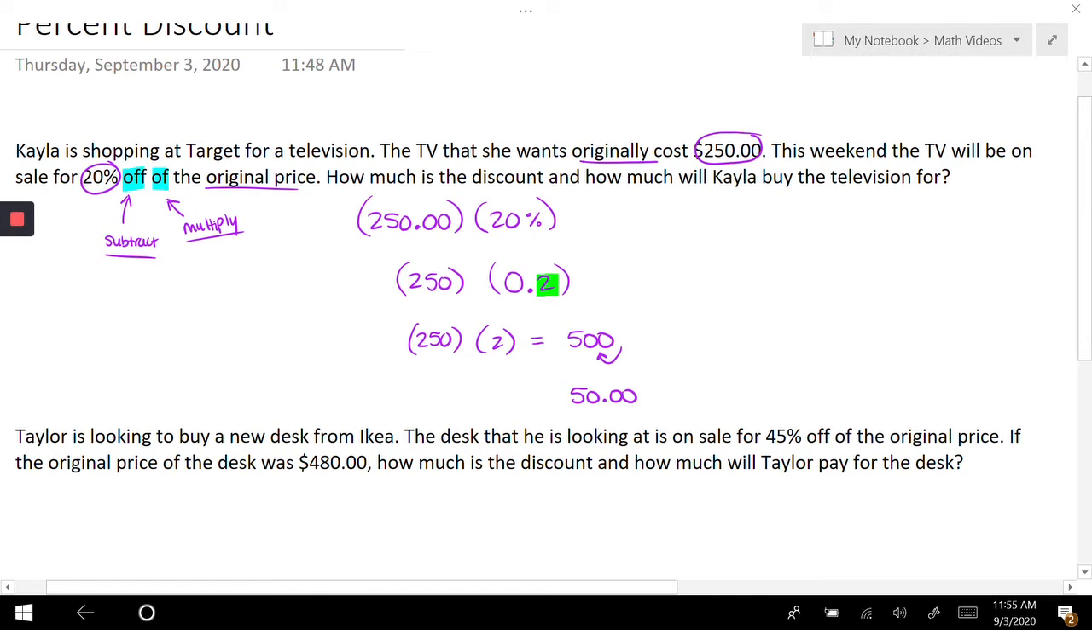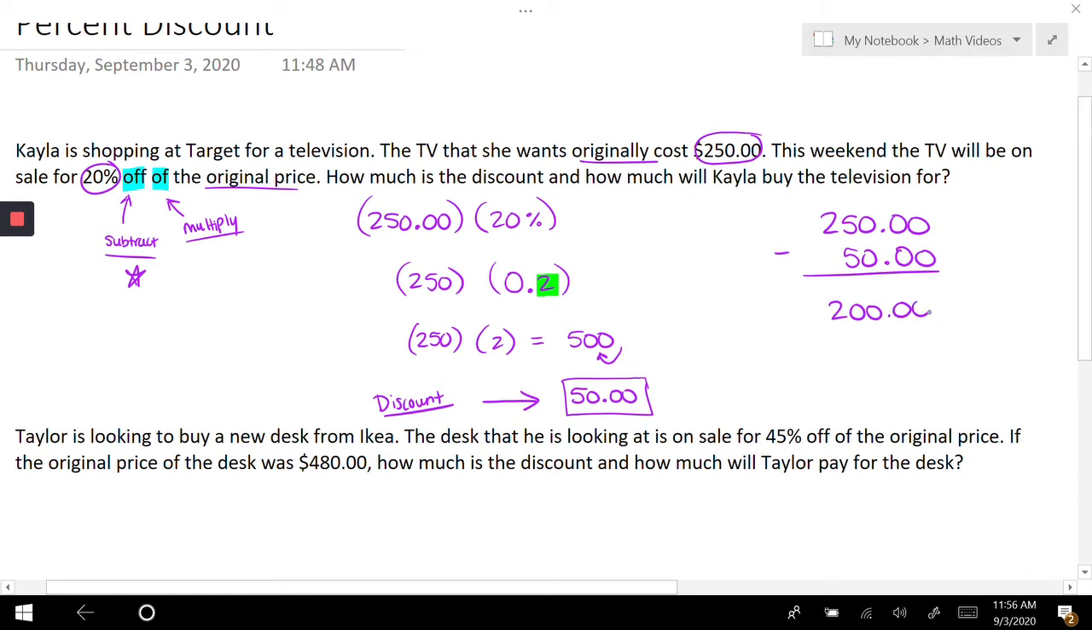Now, what did I just find? I found how much off the TV is going to be. It's $50 off. So this right here is my discount. We just found out how much we're saving. It's $50. So I need to subtract that now, and that's that second part, the off part. So I have $250, and I'm going to subtract $50 off of that. And that's going to get me $200, and that's the price that Kayla is going to be paying to buy the TV.